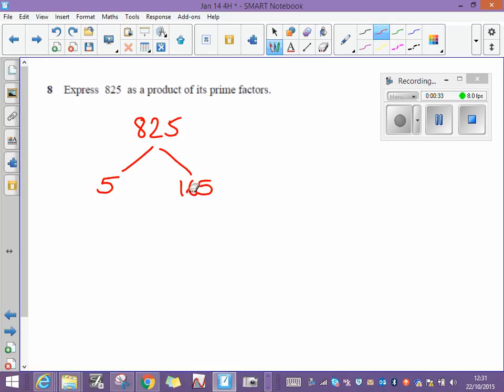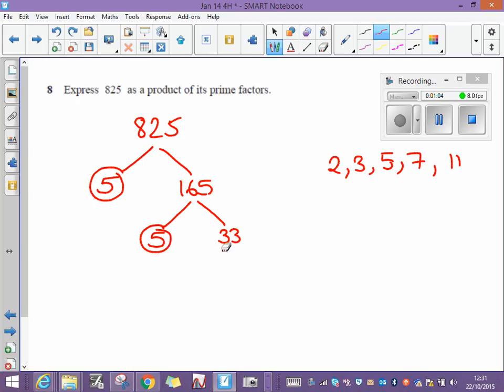Now, what I'm looking for is prime numbers, and 5 is an example. Remember, the prime numbers are 2, 3, 5, 7, 11, and so on. When I get to a prime number, I'm going to circle it so that I know when to stop. Okay, now I'm going to carry on. 165 clearly isn't prime because I can divide it by 5, and if I divide 165 by 5, I get 33. So 165 is 5 times 33. Again, 5 is prime, 33 isn't, but I know that 33 is the same as 3 times 11.